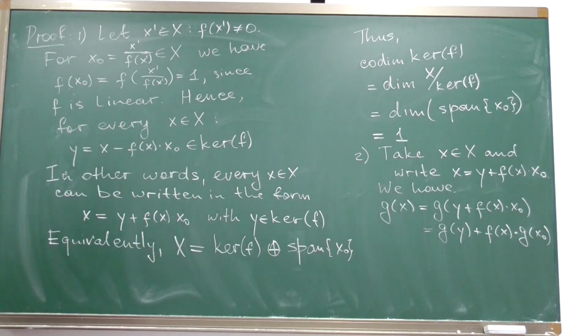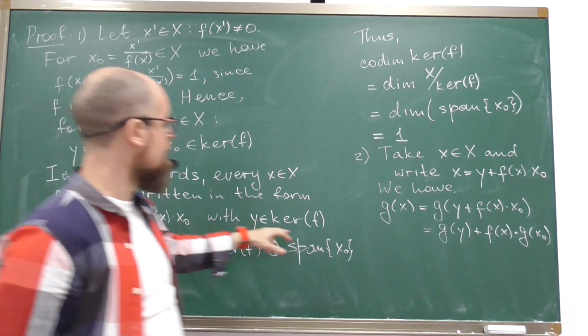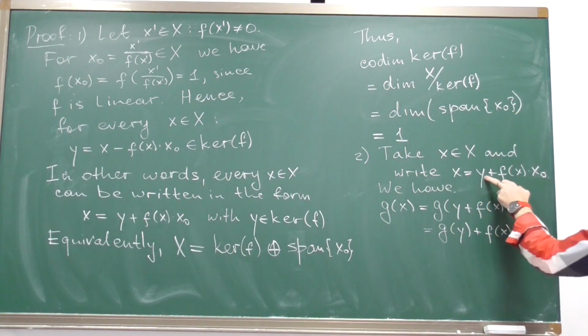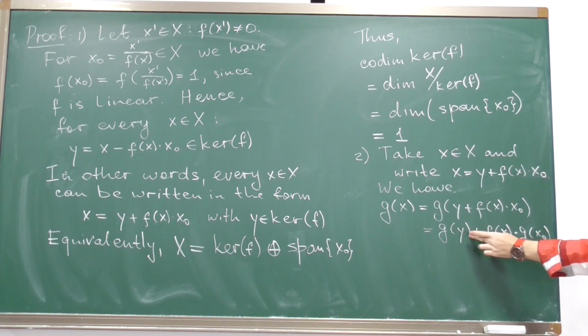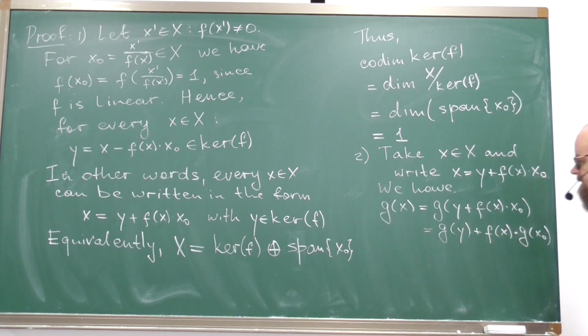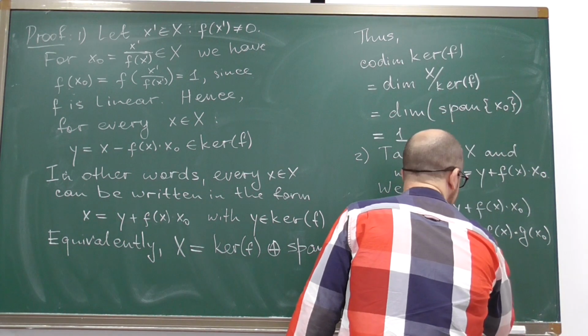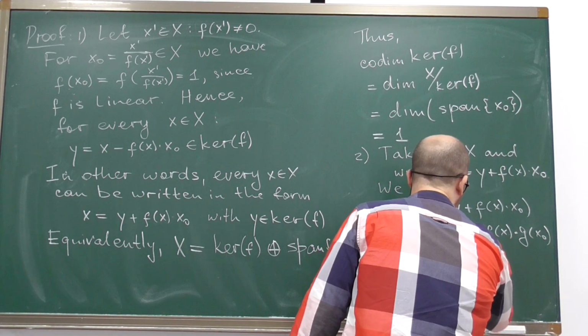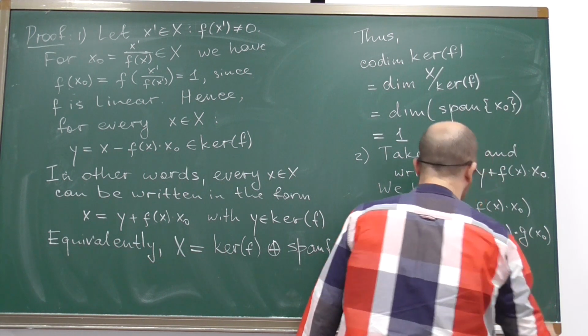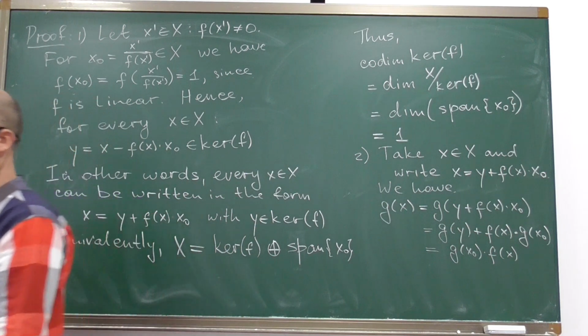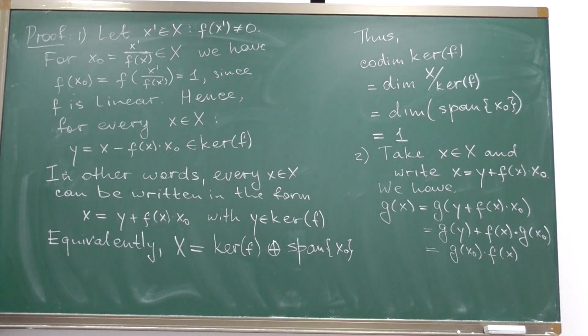By linearity of g. Also, we assume that the kernel of f equals the kernel of g. And from the first part, we know that in this decomposition, y belongs to the kernel of f. So g of y is 0 then, because the kernel of f and the kernel of g coincide. So it equals g of x naught times f of x. And we have this identity for every single x in our space.